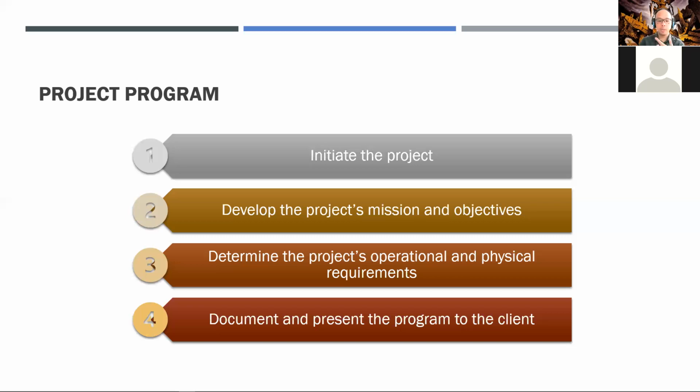3, determine the project's operational and physical requirements. In step 3, when you try to gauge a project's operational and physical requirements, you may need to research relevant standards, not so much regulations, but mostly standards for minimum service levels, and such things. And then lastly, you document and present the program to the client or to your potential client.